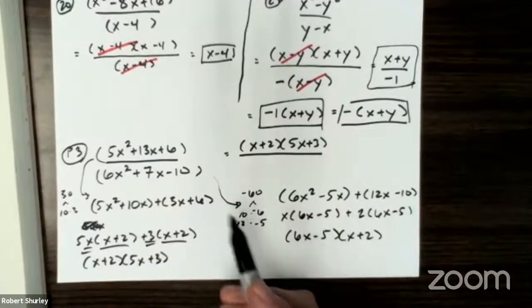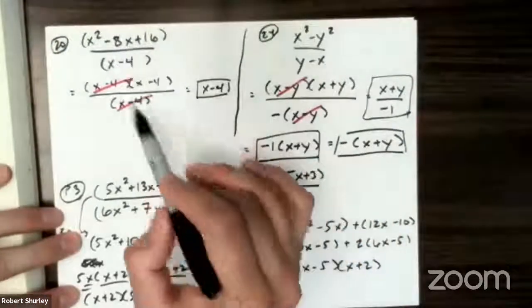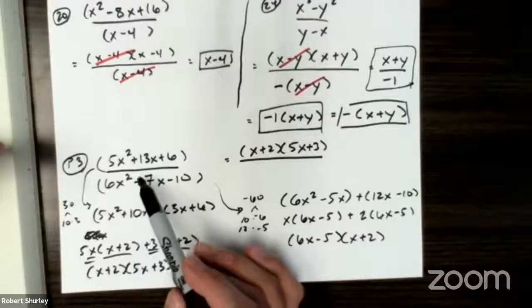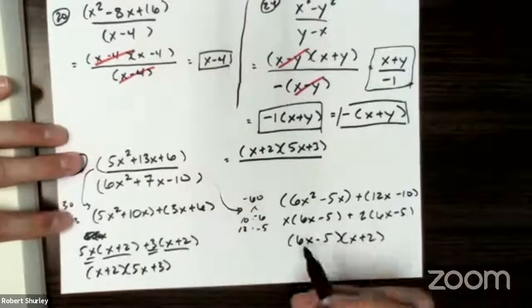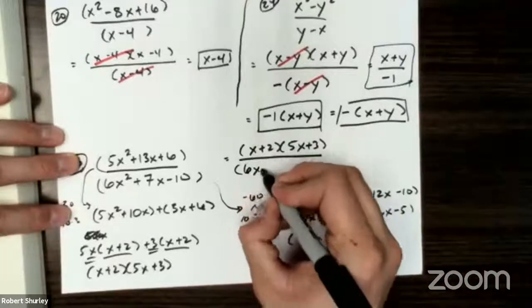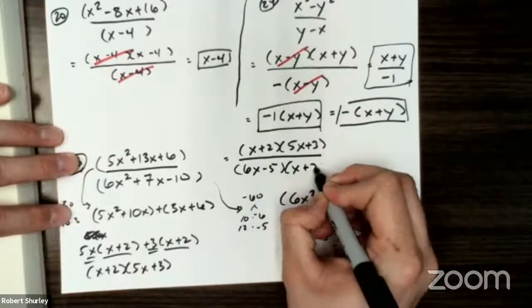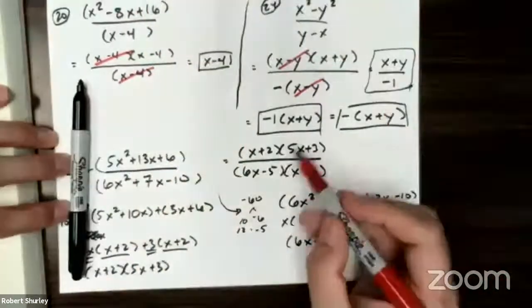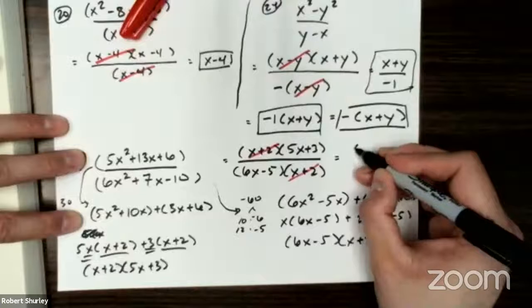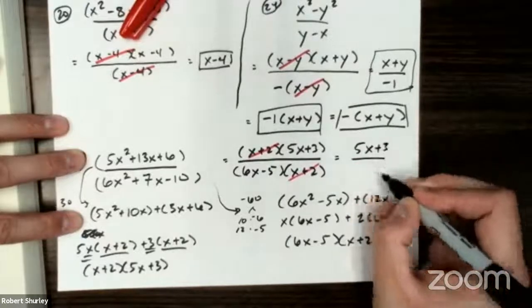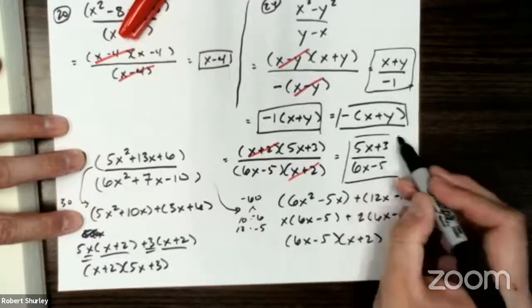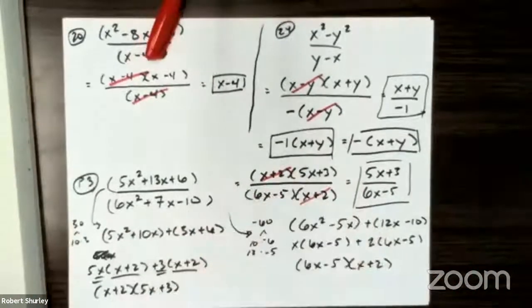To simplify these polynomials, these are going to be a little easier. But when you come to a trinomial or a binomial on top and bottom, it's going to take a little more time. Or really, factoring trinomials, I should say, will take a little more time. So 6x minus 5 times x plus 2. And again, we've got some matching stuff on top and bottom. That can go away. Leaves me with 5x plus 3 on top and 6x minus 5 on bottom. And we are done. Okay?